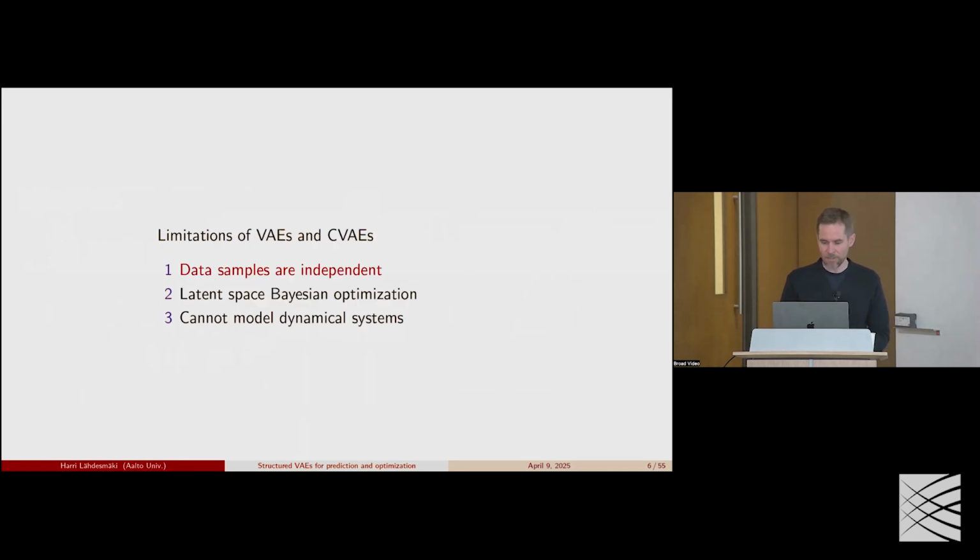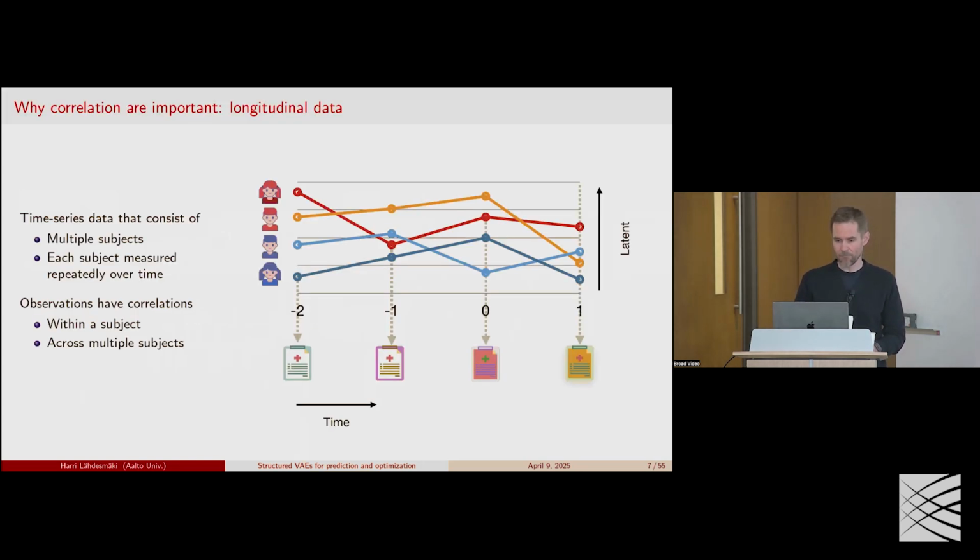All right, so I'll try to cover three topics which address the limitations, or in some cases also possibilities, of these VAEs and conditional VAEs. The first focus is on the fact that the data samples are completely independent in the standard models, and why correlations are important. I thought about highlighting longitudinal or temporal data as an example case, because that's the most obvious reason to bother modeling correlations.